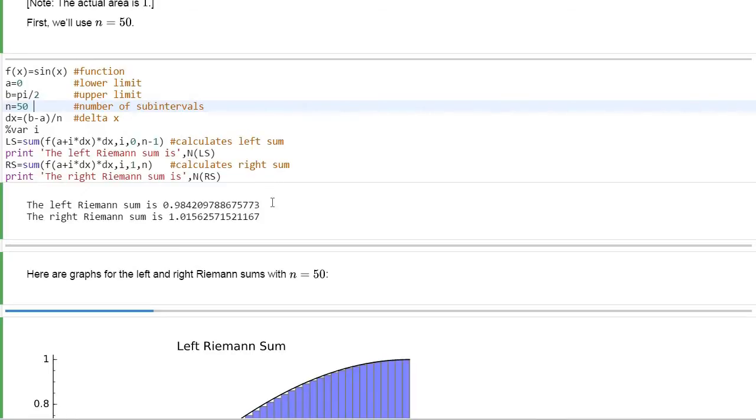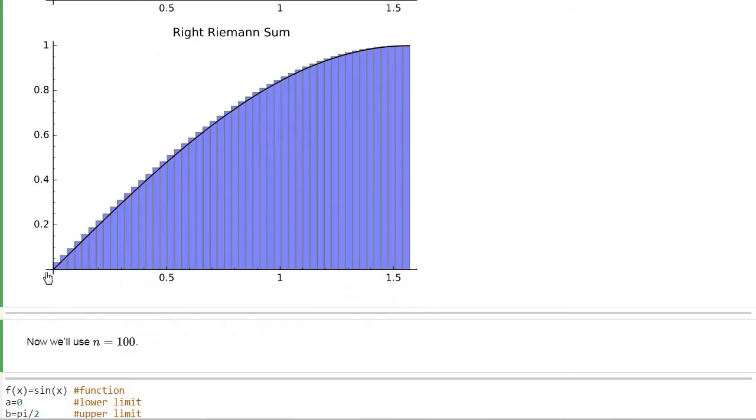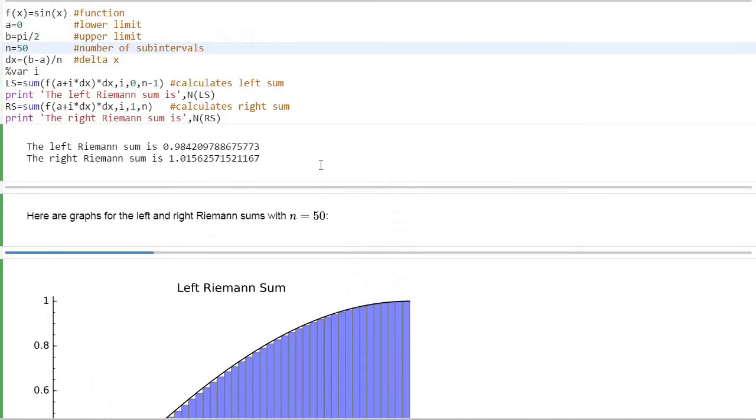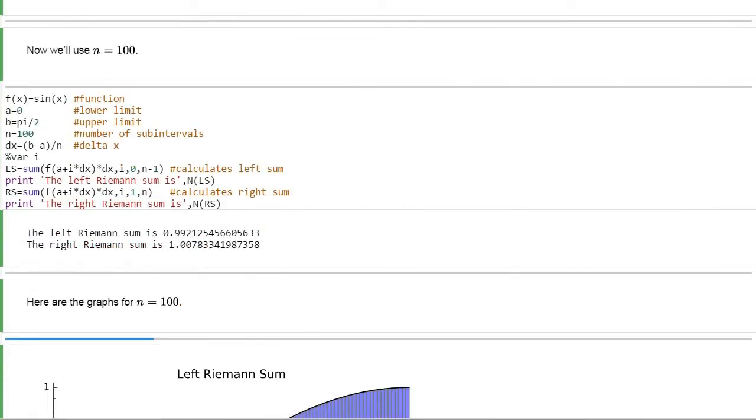Now the correct answer is 1. Here's my approximation with the left sum, 0.98, and about 1.02. So they're in the ballpark with 50 rectangles. Pretty good, I guess. Here's the graphs, and you can see the left Riemann sum is an underestimate. There's a lot of white space that I'd like to fill in. The right Riemann sum is an overestimate. There's some extra blue above the curve that I want to get rid of. And you can see from the numbers that the right Riemann sum is too big and the left Riemann sum is too small. Okay, how about 100 subintervals?